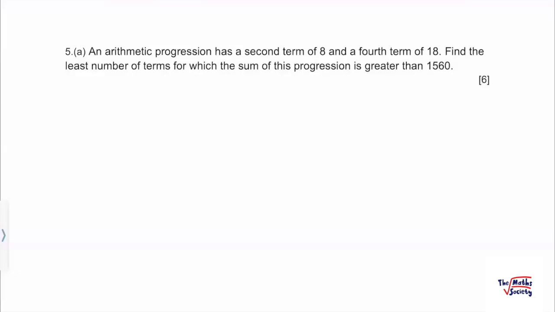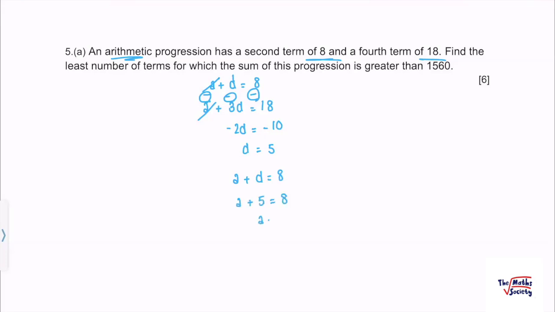Okay, so now we're on to number 5. Arithmetic progression, second term 8, fourth term 18. So second term a plus d is equal to 8. And then fourth term, which is a plus 3d, equals 18. So we can actually cancel them out. Minus, minus, minus. So minus 10, so you'll get d equal to 5, yeah? And we know that a plus d is equal to 8. a plus d, where d was 5, equals 8. So a is going to be equal to 3.